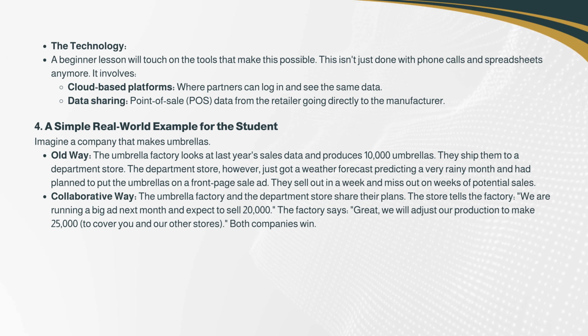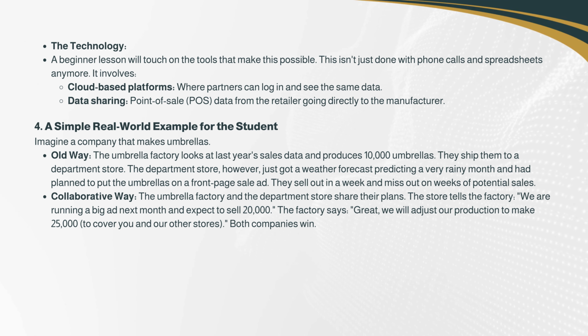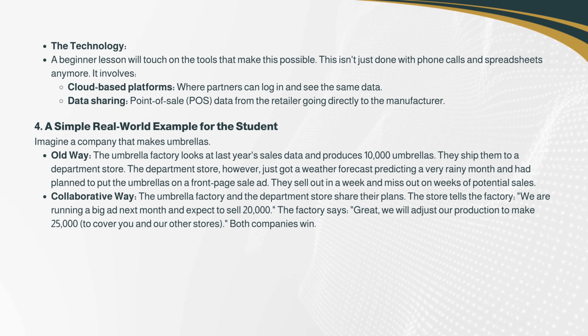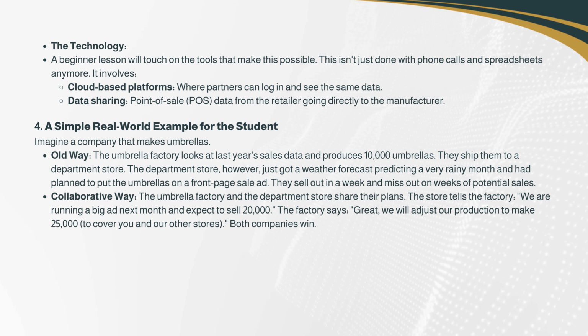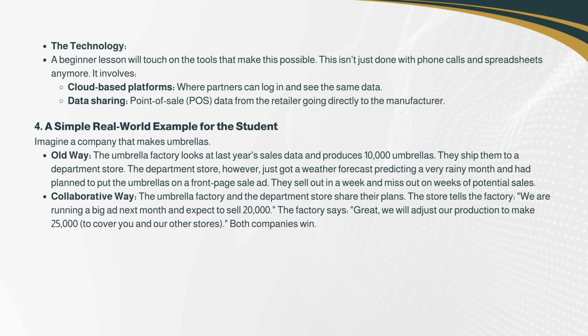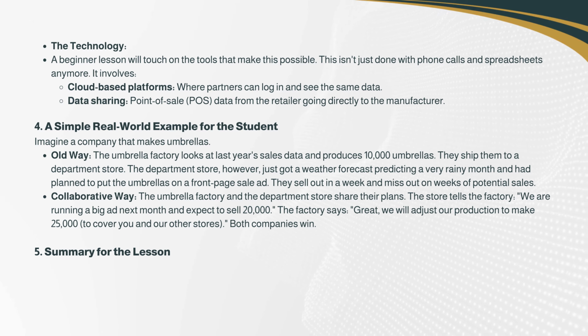Collaborative way. The umbrella factory and the department store share their plans. The store tells the factory, "We are running a big ad next month and expect to sell 20,000." The factory says, "Great, we will adjust our production to make 25,000, to cover you in our other stores." Both companies win. 5. Summary for the lesson.